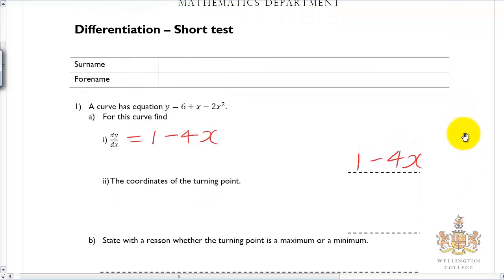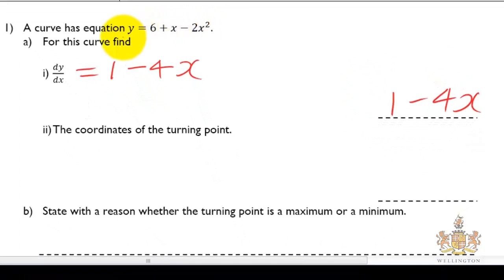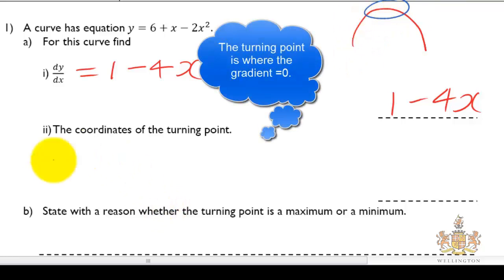Next thing we're asked to find is the coordinates of the turning point. Now if we look at this graph here, y equals 6 plus x minus 2x squared, because it's a negative x squared, we know that it has this sort of shape on the curve. And a turning point always occurs where the curve changes from being a positive gradient up to here to a negative gradient here. So the nature of the gradient changes from flattening off and then to getting steeper again. So therefore the turning point is where the gradient is momentarily 0. So dy by dx equals 0.